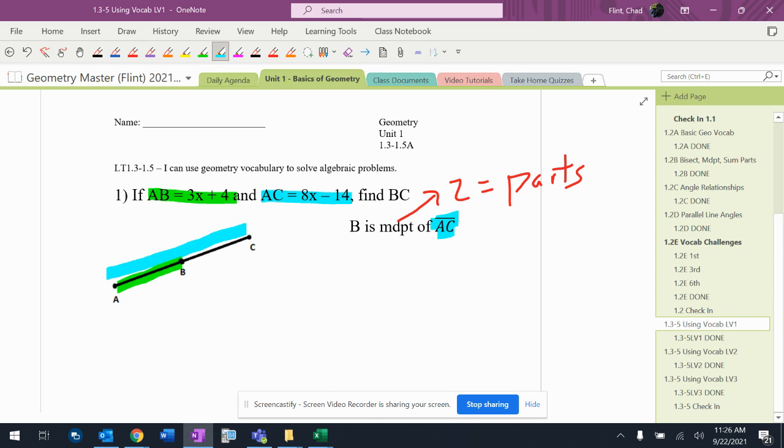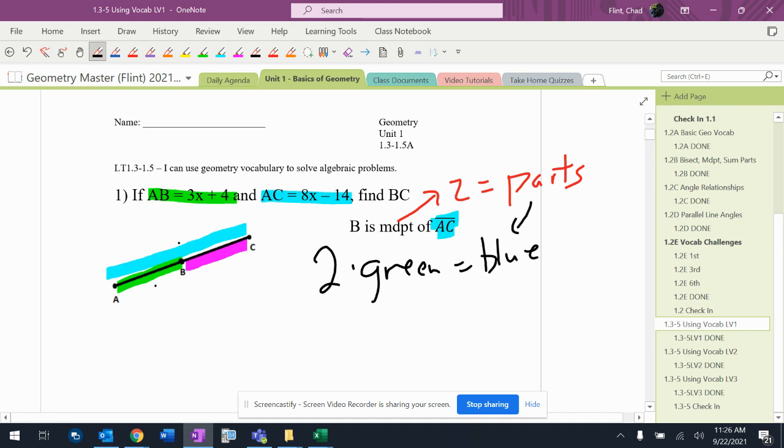But because I have two equal parts there, the green and the purple are the same. I don't know anything about the purple. But what I do know is that green is half of blue, because of the midpoint. That tells me that green's half. So I'm supposed to know that 2 times the green equals the blue, because of that two equal parts. So now I've got the y figured out. So I'm going to do 2 times 3x plus 4 equals 8x minus 14.